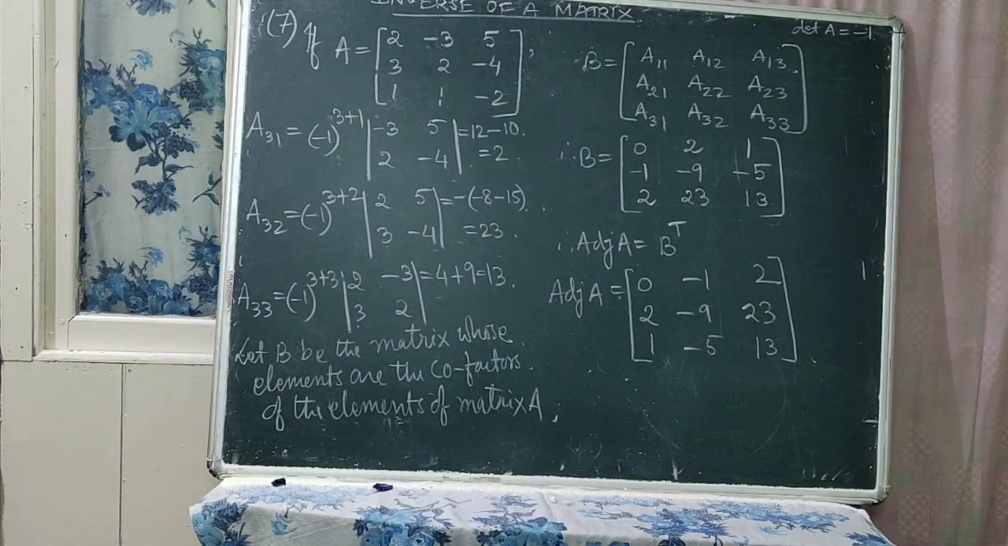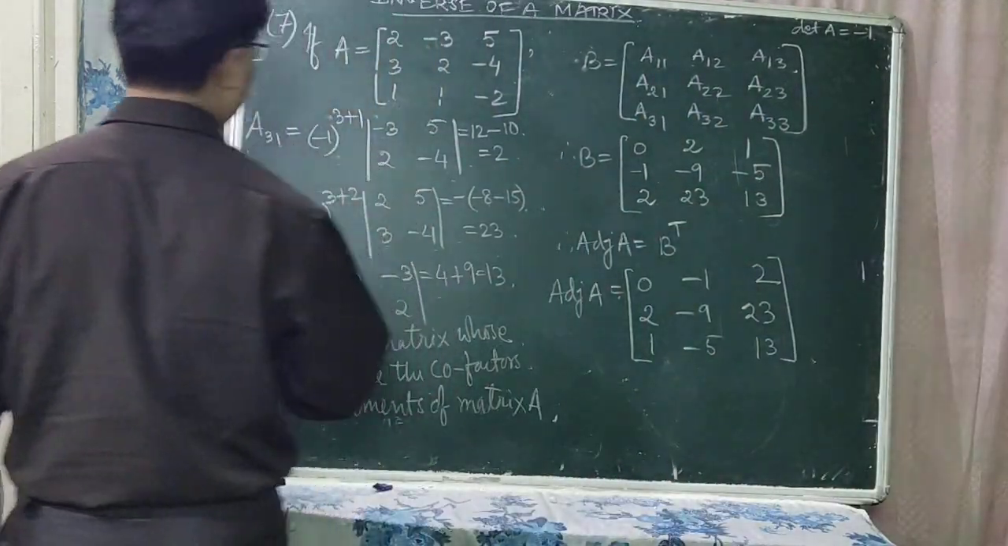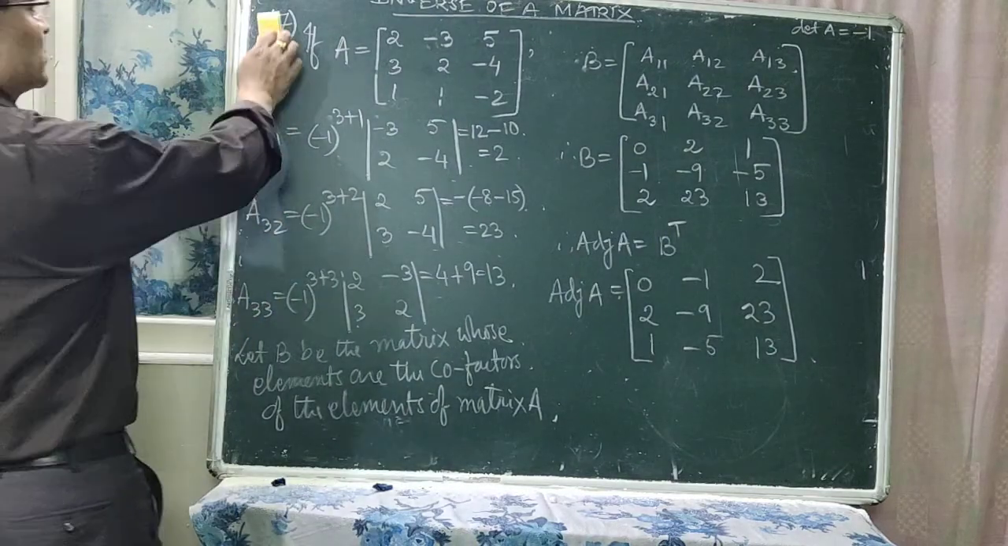So now what is to be determined here? You have to determine A inverse. You have to get A inverse, right? So how can you get A inverse now?